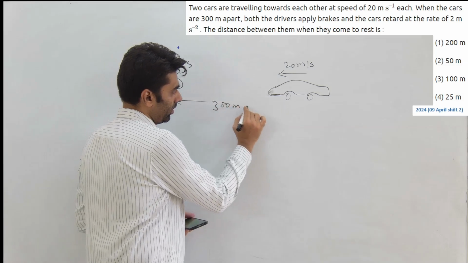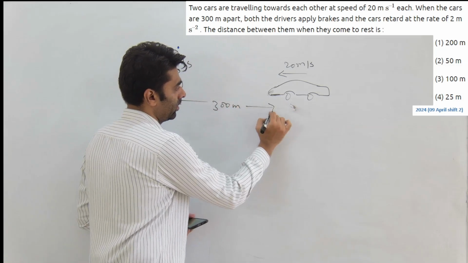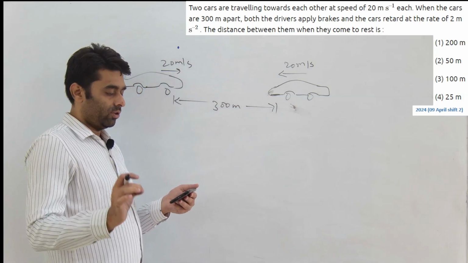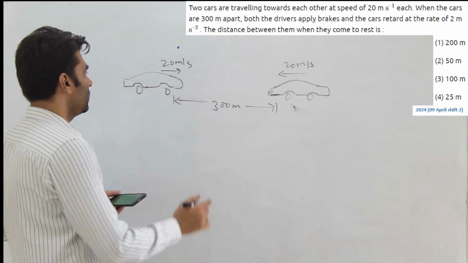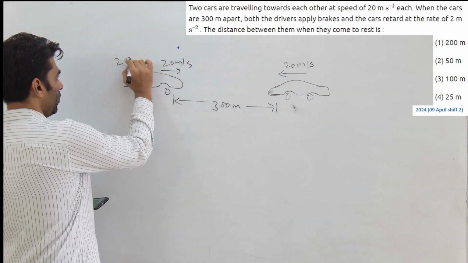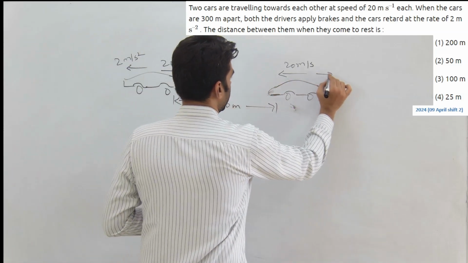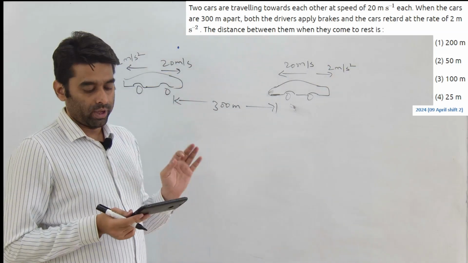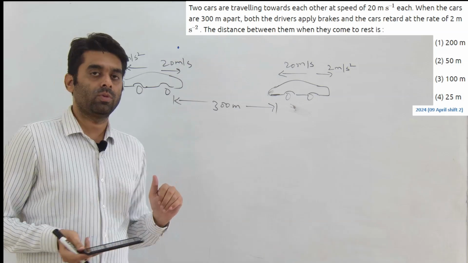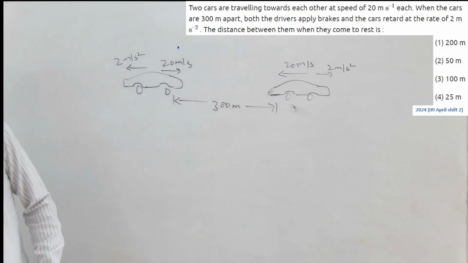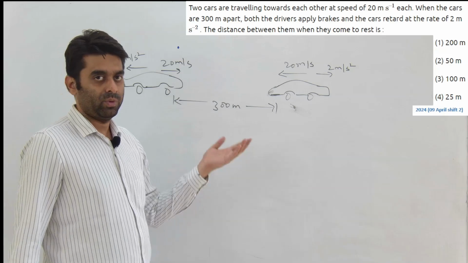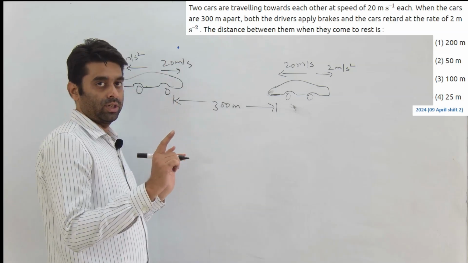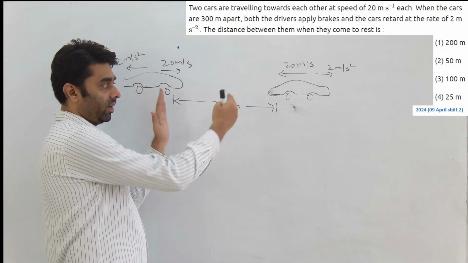300 meter apart, both the drivers apply brake and the cars retard at the rate of 2 meter per second square. For each one of them, the retardation is 2 meter per second square. Both are moving with the same speed. The distance between them when they come to rest is a simple story, because the initial velocity is the same and the retardation is also the same. So let us see how much distance they travel by the time both of them come to rest.